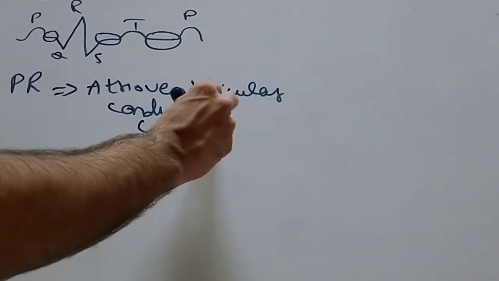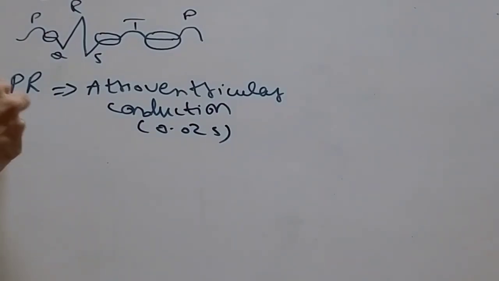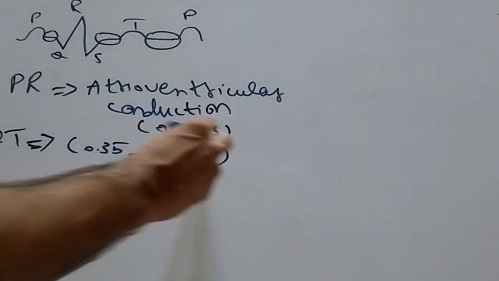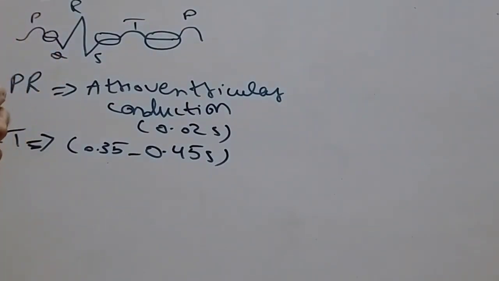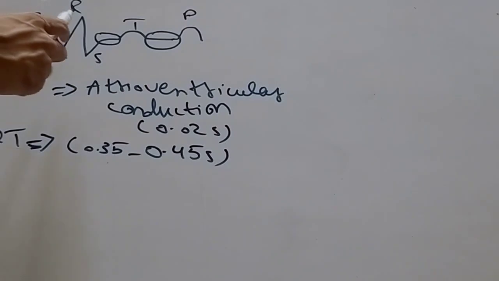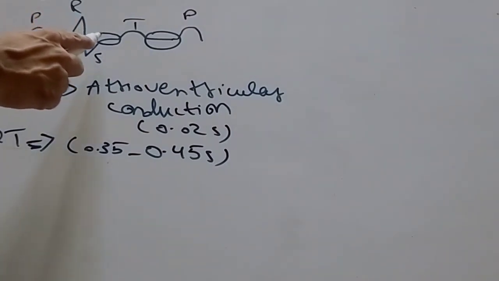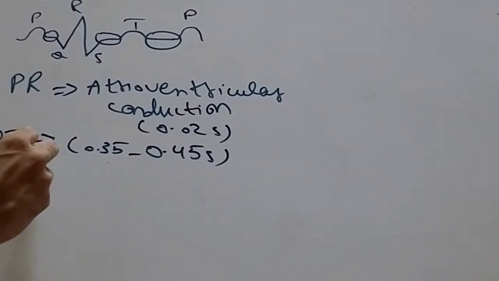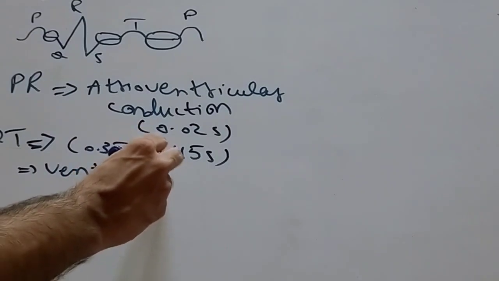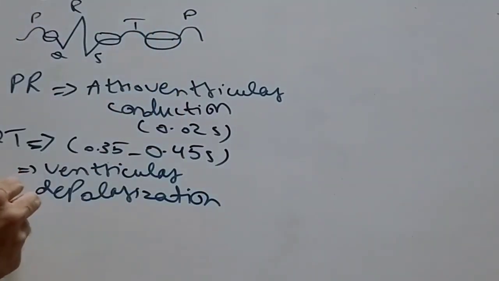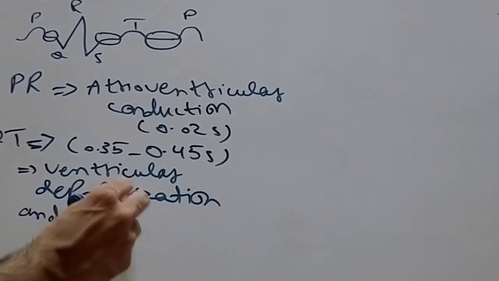and its duration is 0.02 seconds. Now talking about another interval, we have the QT interval. QT interval is 0.35 to 0.45 seconds, and you can see what waves the QT interval possesses. We can see the QRS complex, which is showing the ventricular depolarization, then we have this ST segment, and then we have this T wave. So here ventricular depolarization occurs, here the ventricular depolarization is sustained, and then the T wave is also there. So QT interval shows us ventricular depolarization, and if we include the T wave, it also shows repolarization of ventricles.